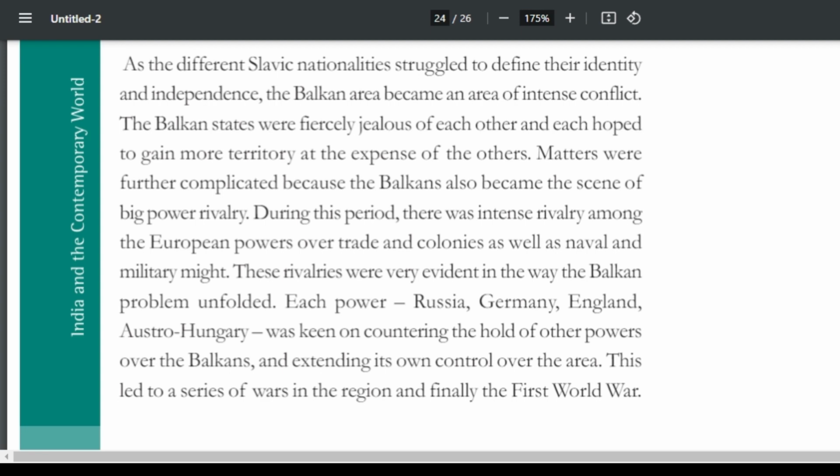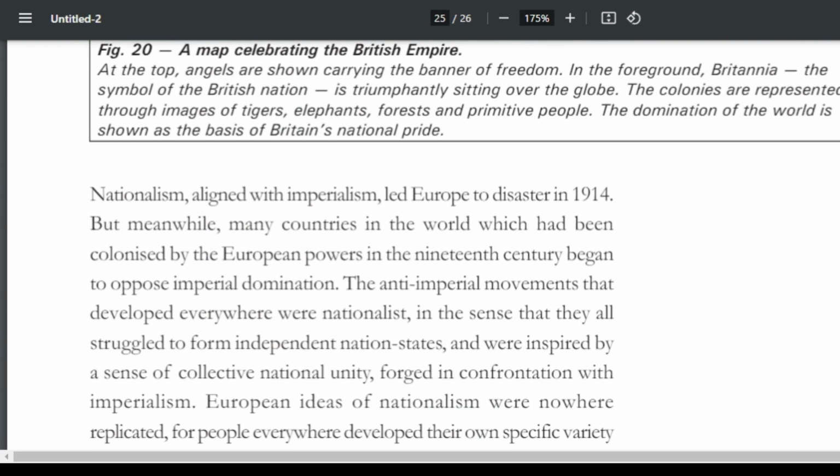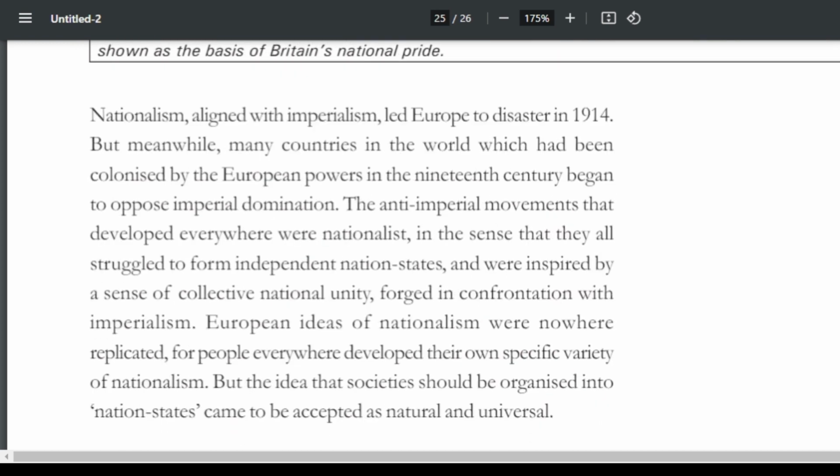During this period, there was intense rivalry among the European powers over trade and colonies as well as naval and military might. These rivalries were very evident in the way the Balkan problem unfolded. Each power, Russia, Germany, England, Austro-Hungary, was keen on countering the hold of other powers over the Balkans and extending its own control over the area. This led to a series of wars in the region and finally the First World War. Nationalism, allied with imperialism, led Europe to disaster in 1914.